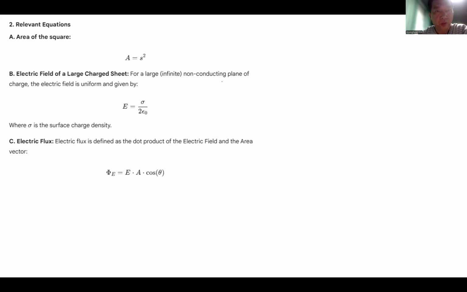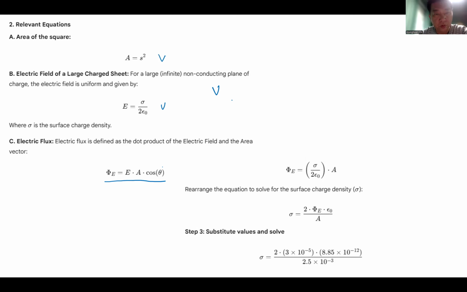And then first of all, we need to find out the area, which is given by s squared. And then we know that the electric field is known, okay? And then we have this relationship. And then theta is 0 degrees, so that we get E here and then area here. And then sigma, we can find out what sigma is from these equations.